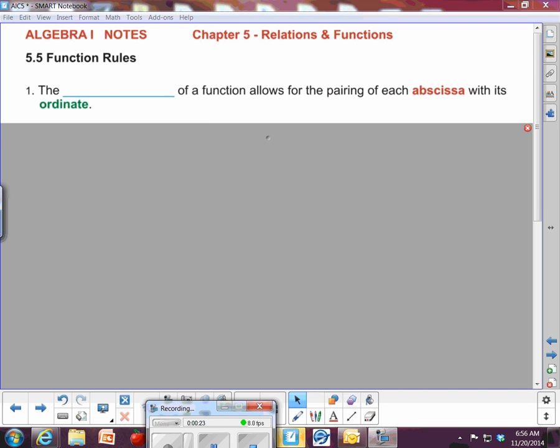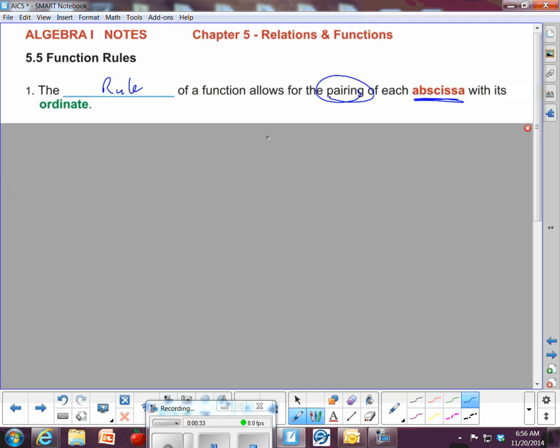Okay, number 1, the rule, and that's what we're talking about right here, function rules. The rule of a function allows for the pairing of each abscissa with its ordinate. Remember, your abscissas are the x values and the ordinates are the y values. So what does the rule allow you to do? It allows you to pair everything up. The pairing of the abscissa, the x's, with the ordinates, the y's. That's what we're talking about.